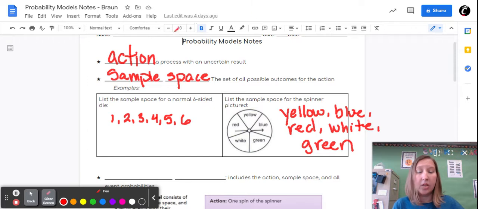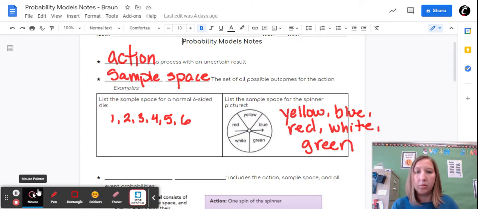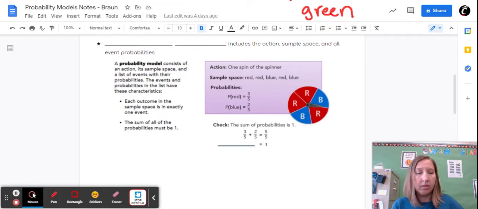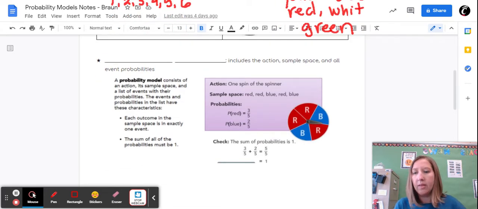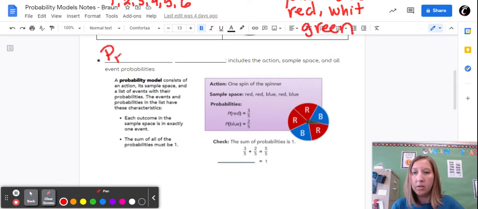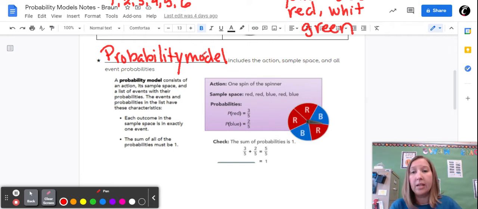Okay, so when we move on, we're going to talk about what a probability model is. So I'm just going to scroll up, and that is our next set of vocabulary words here, and that is simply a probability model. And a probability model includes the action, the sample space, and all event probabilities. So a probability model consists of an action, its sample space, and a list of events with their probabilities. The events and probabilities in the list have these characteristics. Each outcome in the sample space is in exactly one event, and the sum of all the probabilities must be 1.